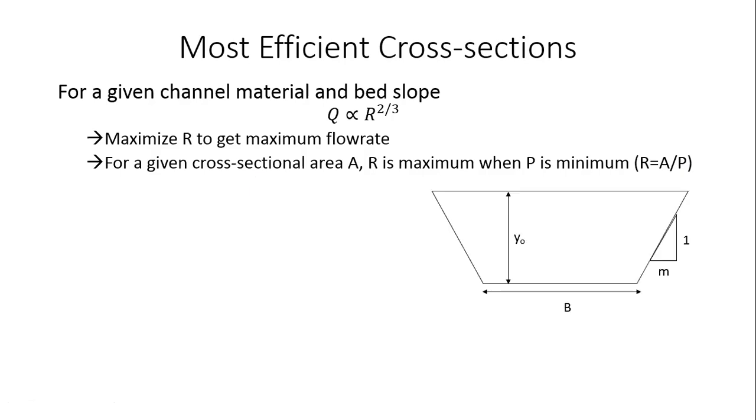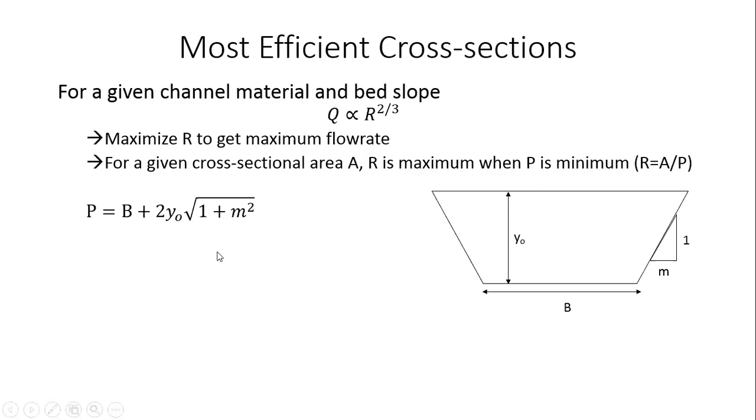So imagine I have a trapezoidal cross-section just like I showed in the previous example. Bottom width is capital B, flow depth is y0, and the side slope, instead of giving you theta, I'm giving you in this form, m is to 1, m horizontal, 1 vertical. If I give you this expression, then the wetted perimeter is simply B plus 2 y0 into square root of 1 plus m squared. You can obtain this very easily. So this is the wetted perimeter.